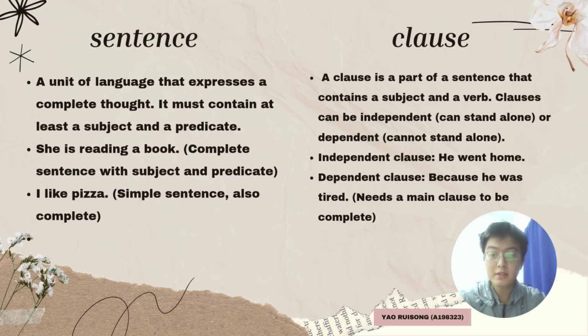So what is a sentence? A sentence is a group of words that expresses a complete idea or thought. It must contain at least a subject, someone or something doing something, and a predicate, which includes a verb or action. For example, "She's reading a book." This is a complete sentence. It tells us who is doing what.